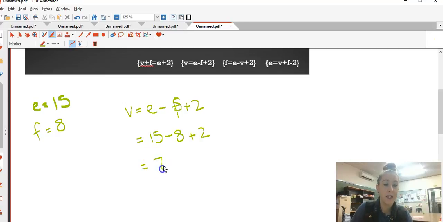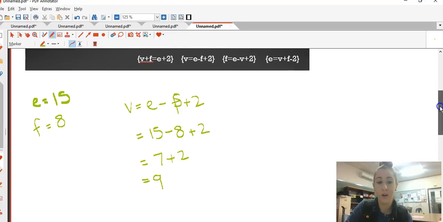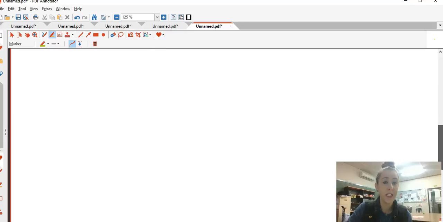So 15 minus 8 is 7, plus 2 because of our 2 on the end. So 7 plus 2 is equal to 9. So that gives us C. So the number of vertices in this graph would be 9, which is C. So that's that one there. So yeah, it's just a matter of using these formulas, taking the information from the question and solving for that unknown. So we'll go ahead now and do question 2.